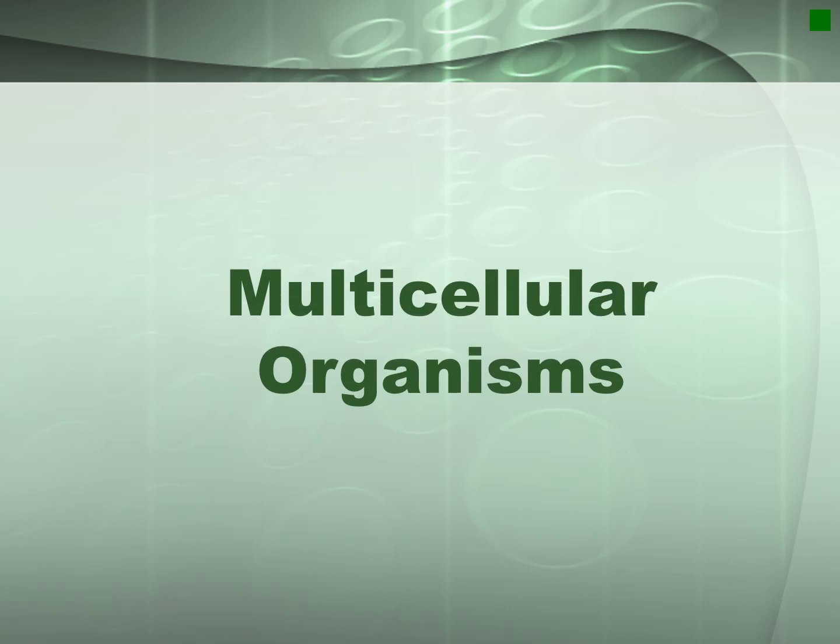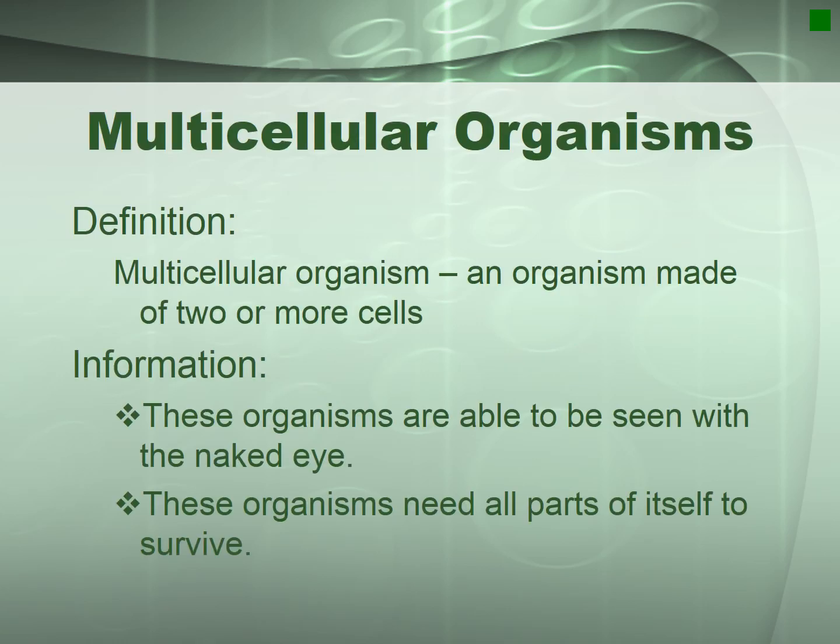As you can see, we are now going to look at multicellular organisms. All right, multicellular organisms. The definition of a multicellular organism is an organism made of two or more cells, as opposed to a unicellular organism, which is only comprised of one cell. These organisms are able to be seen with the naked eye. In other words, you're able to just see them. These organisms need all parts of themselves to survive.